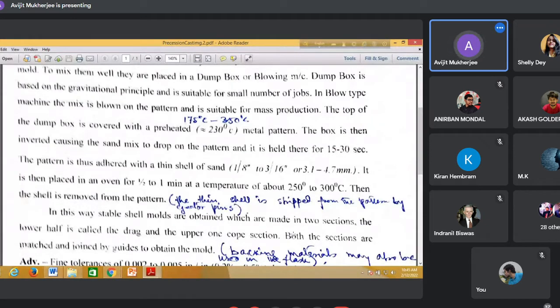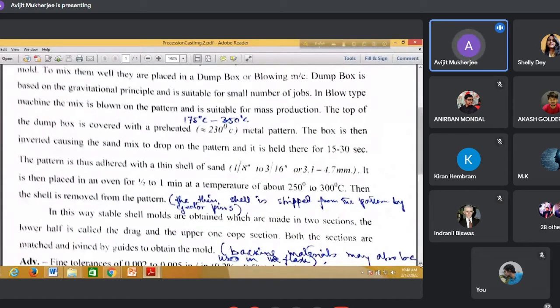Then these shells are used to prepare the final mold. And on that final mold, molten metal is poured. After solidification, the mold which is prepared with the shell is broken. So that is wasted. We can't use that shell again. But the metallic pattern can be utilized time and again.